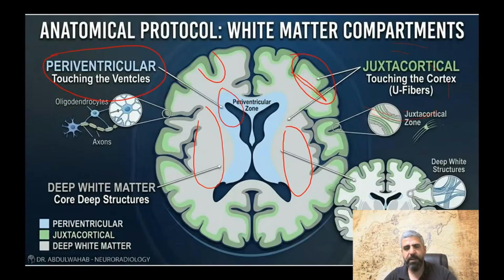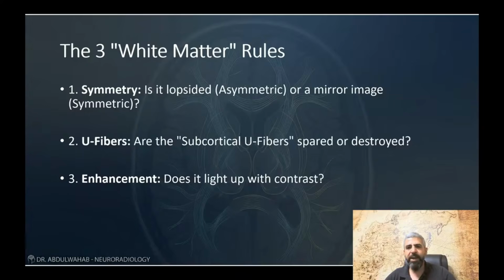So these are the three main categories: the juxtacortical or the U fibers, the periventricular, and the deep white matter. So let me introduce you to the three white matter rules. Rule number 1, symmetry. Is it asymmetric or lopsided, or is it mirror-image symmetric? This is a very important thing when you find an abnormality. Second, the U fibers. Are the subcortical U fibers spared or destroyed? And the third rule is look for the enhancement. Does it light up with contrast?